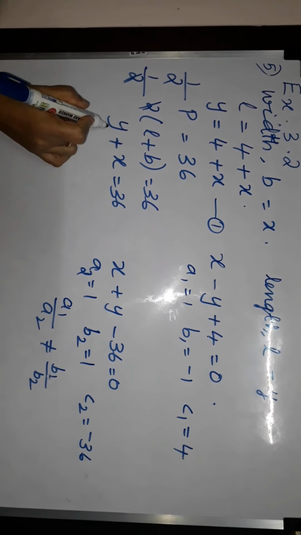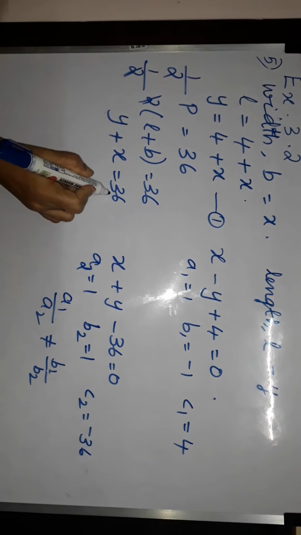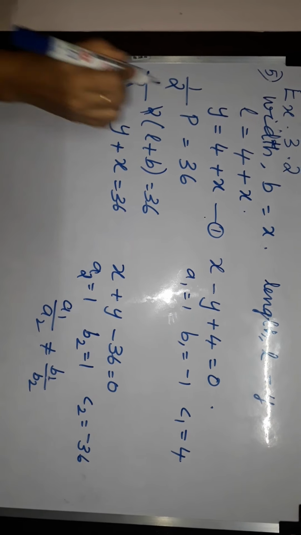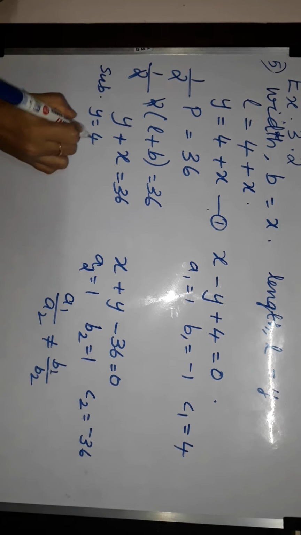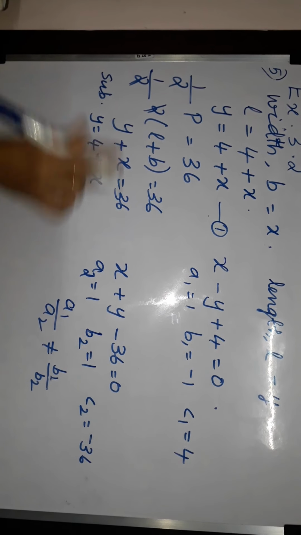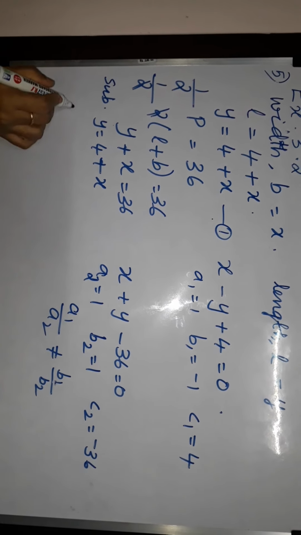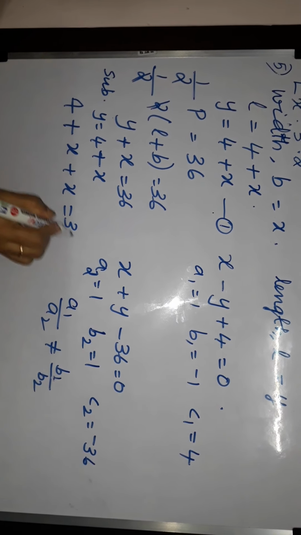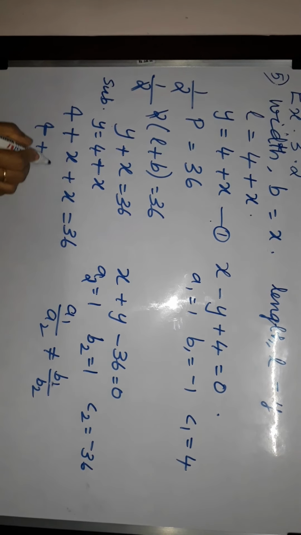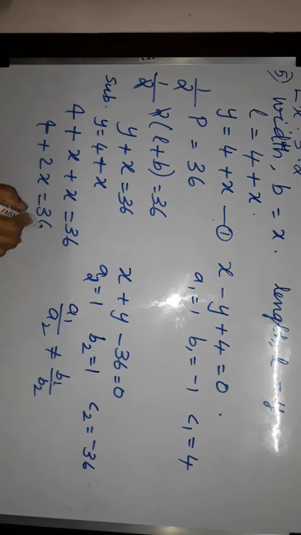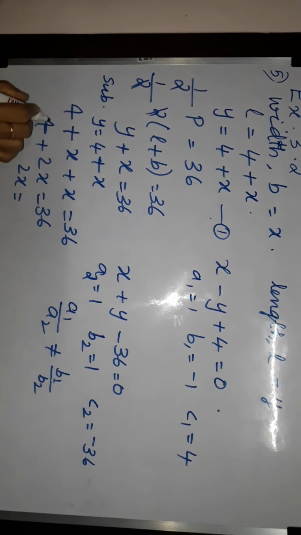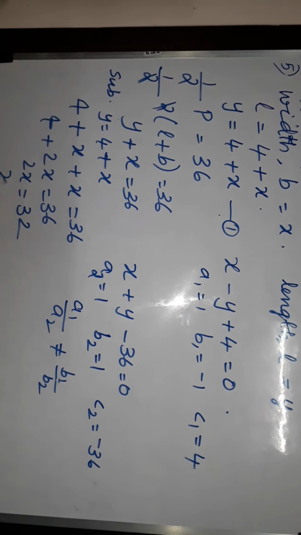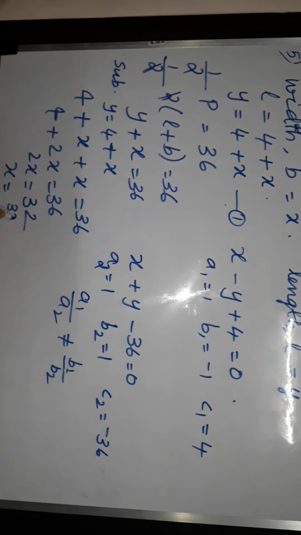We got the second equation as y plus x is equal to 36. We can substitute the first equation, that is, substitute y is equal to 4 plus x in this equation. So in place of y we substitute 4 plus x: 4 plus x plus x is equal to 36. So 4 plus 2x is equal to 36. 2x is equal to 36, this 4 taken to the right side, 36 minus 4 is 32. So x is equal to 32 by 2, which is 16.